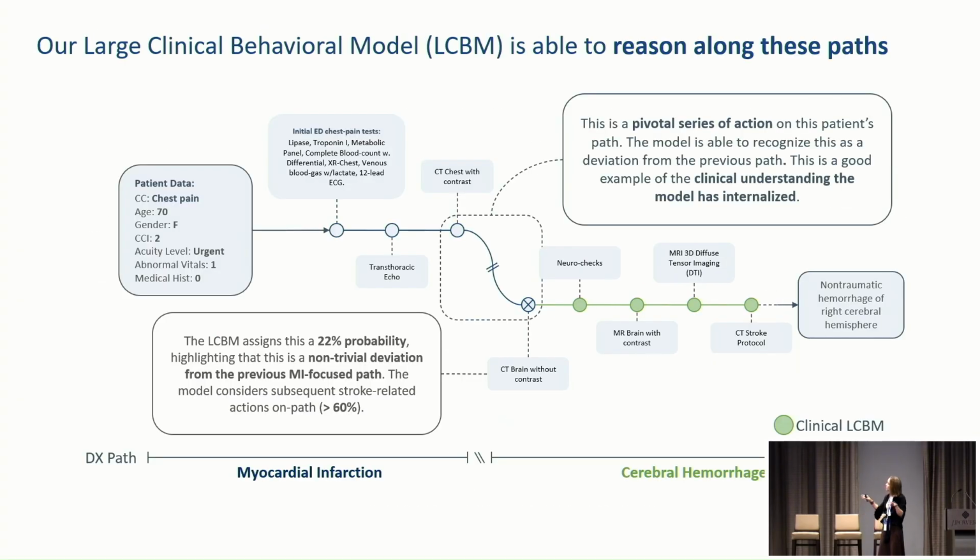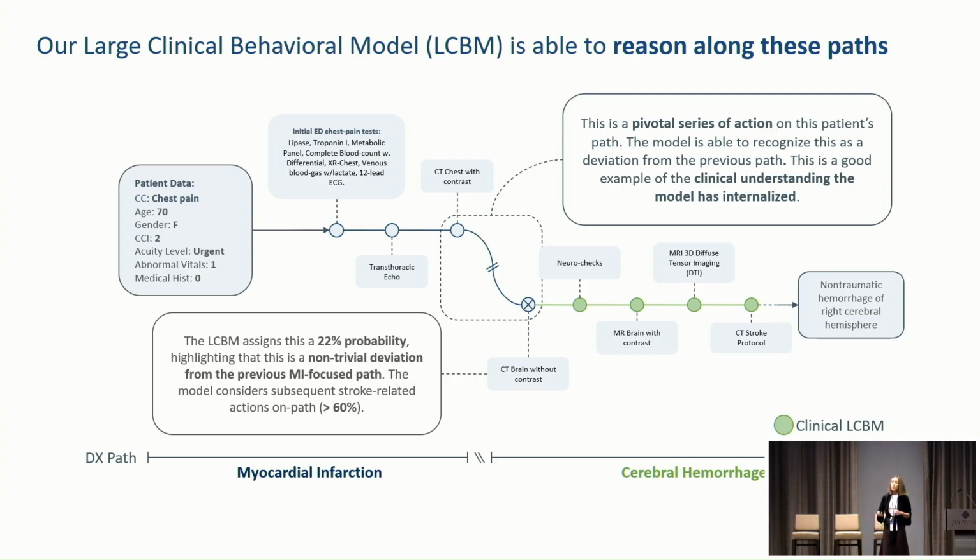So what does the large clinical behavioral model make of this, or how does it work? First of all, at each temporal step, it takes the rich patient context, all the information about the patient available at that step. Then it generates a prediction over the next set of actions, sort of a probability distribution over the next set of actions. And this moves forward in time dynamically. So as that information set evolves, the predicted next action set also evolves.